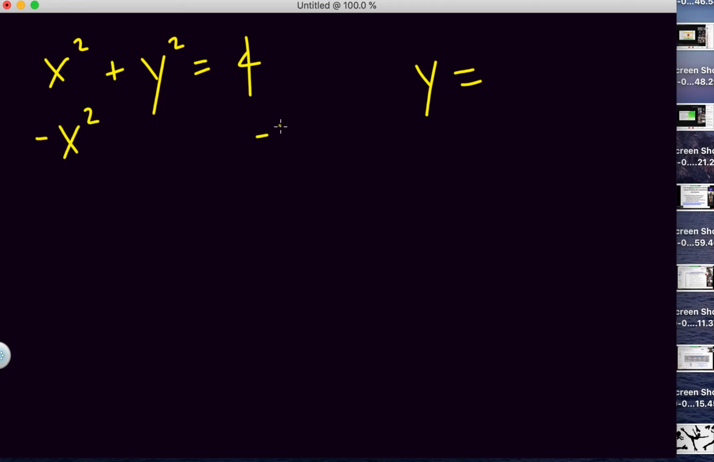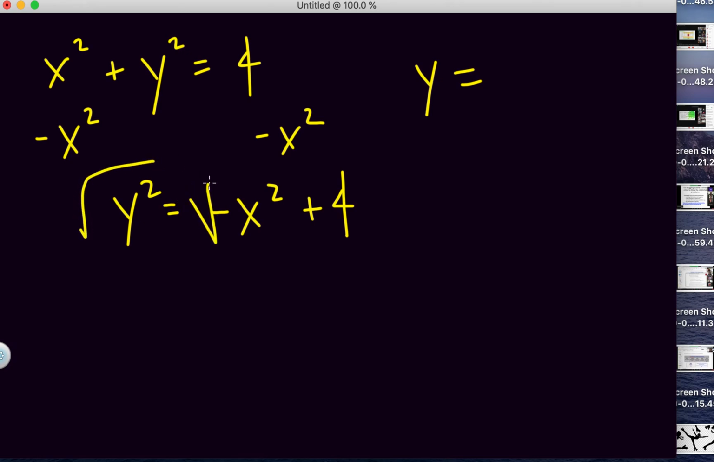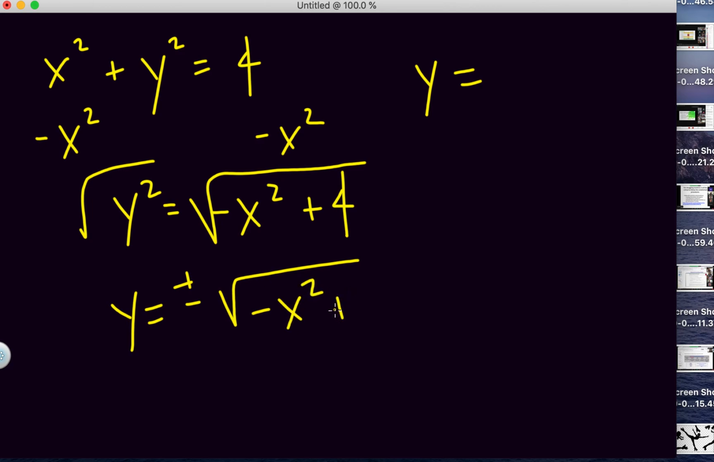We move everything away first, leaving us with y squared is equal to negative x squared plus 4. I want to get the y by itself, not just y squared, so I take the square root of both sides. Now, we talked a little bit about how if the variable is squared and I take the square root, I have to account for the fact that both of those values could be positive and negative. So we've got y is equal to plus or minus the square root of negative x squared plus 4.